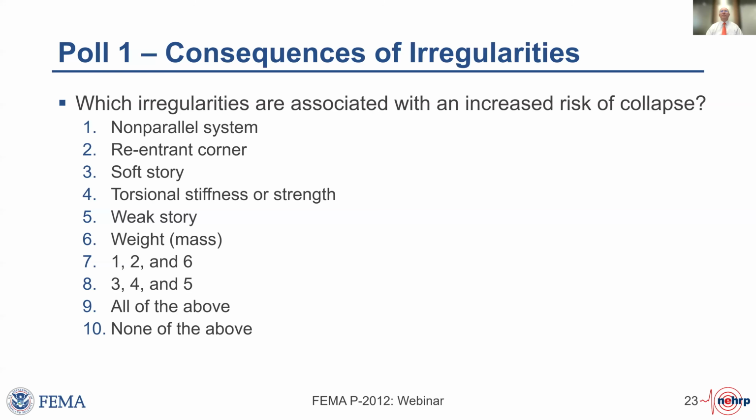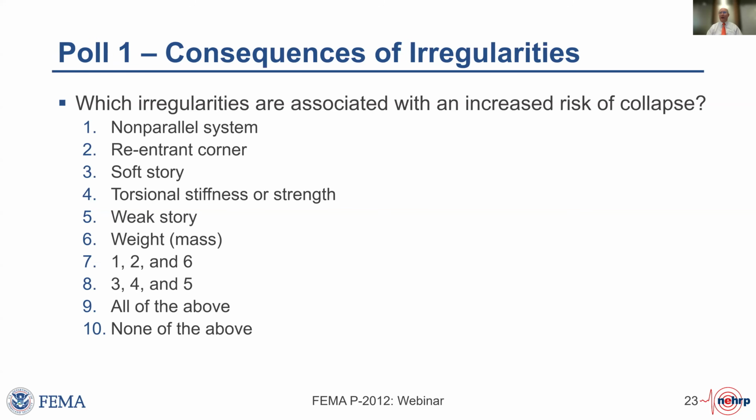Yes. Great. So it looks like most people have responded all of the above, or they've selected the option with soft story, torsional, and weak story. Right. So since our focus here is on an increased risk of collapse, most of you selected the correct option at 39%, that it is soft story, weak story, or torsional irregularities that tend to lead to collapse.